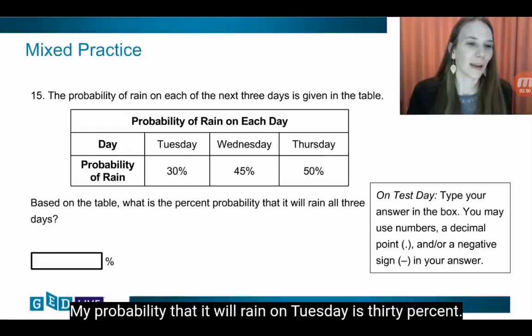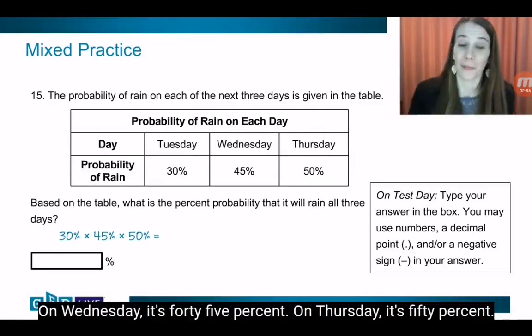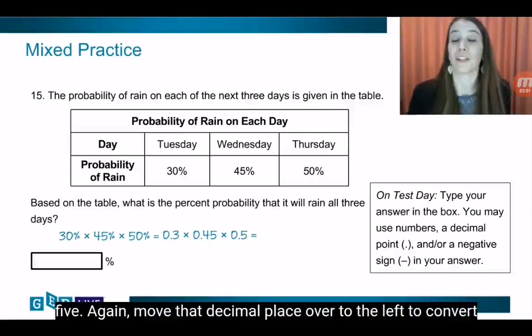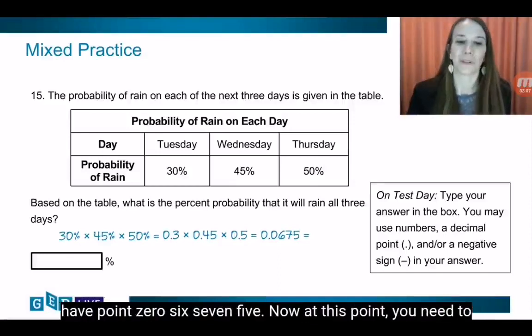My probability that it will rain on Tuesday is 30%. On Wednesday, it's 45%. On Thursday, it's 50%. So we can multiply 0.3 times 0.45 times 0.5. Again, moving the decimal place over to the left to convert that percentage to a decimal. Multiply that all together, and you have 0.0675.